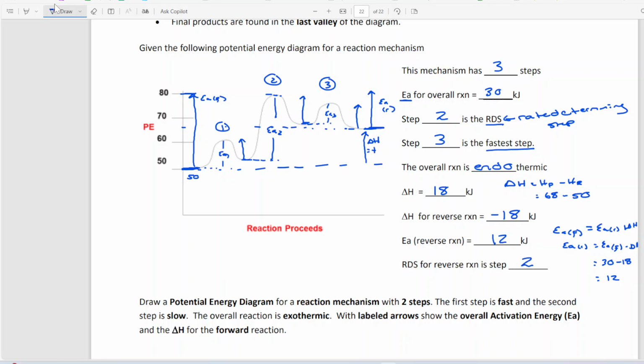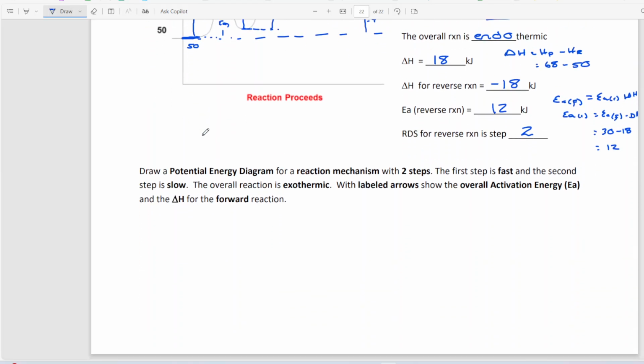Awesome. Okay. So the last thing that we're going to do is just take a scenario and try our best to draw a potential energy diagram. So it says here, draw a potential energy diagram for a reaction mechanism with 2 steps. The first step is fast. The second step is slow. So the slow one is going to have a greater activation energy. The fast one is going to have a lower activation energy. The overall reaction needs to be exothermic.